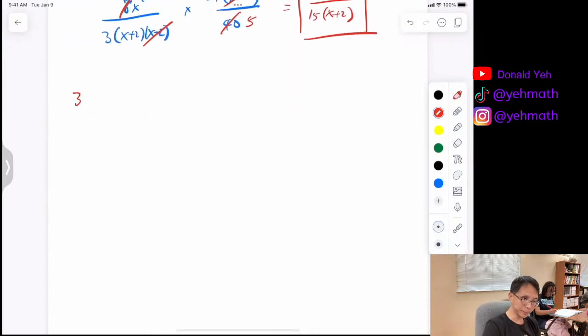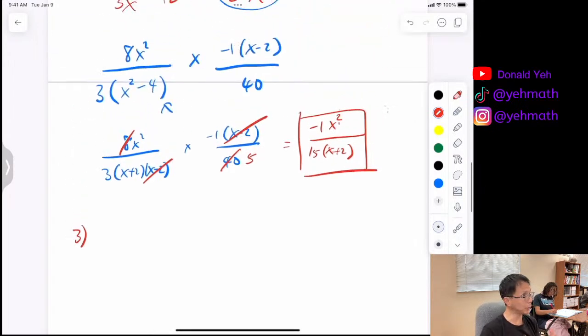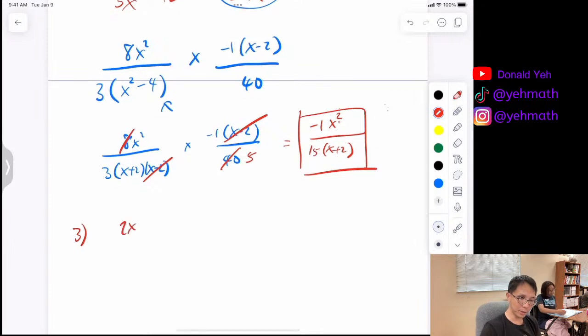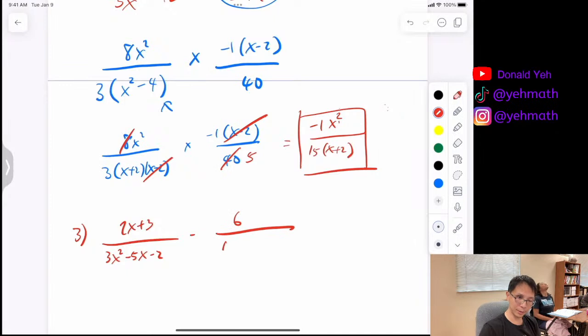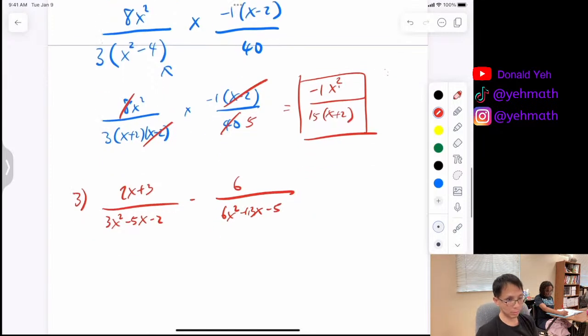All right, 3. Now you don't need a common denominator when you multiply. A lot of people thought you need a common denominator. You don't. A common denominator is only for addition and subtraction. Okay, so the next question is 2x plus 3 over 3x squared minus 5x minus 2, minus 6 over 6x squared minus 13x minus 5.